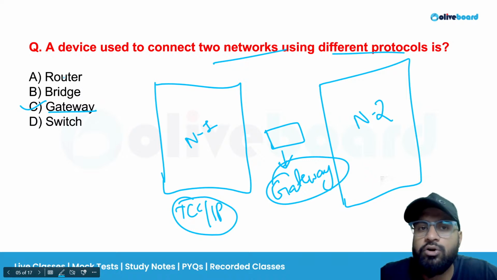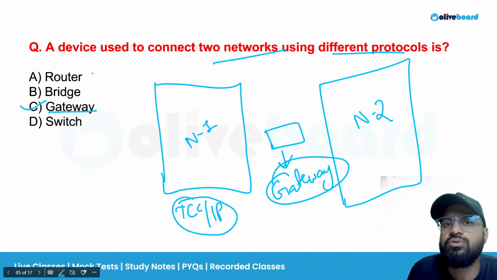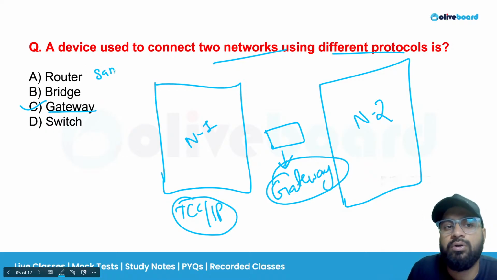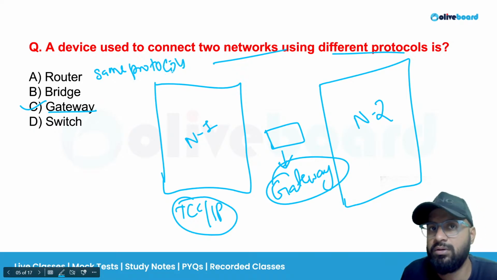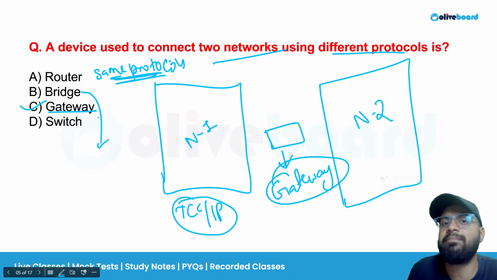And if we talk about the other options, students, a router is used to send data from one network to another network, but they should be using the same protocol. Means if one is using TCP, the other should use the TCP protocol. Okay, same protocols: router. Bridge is between two segments.